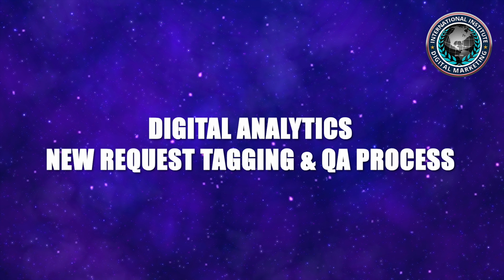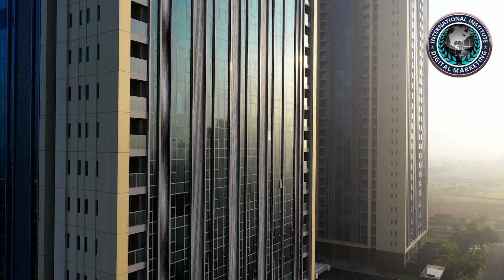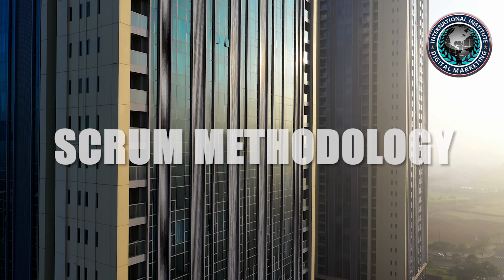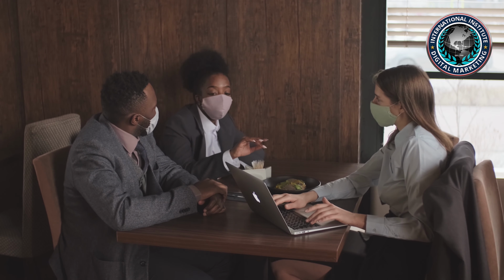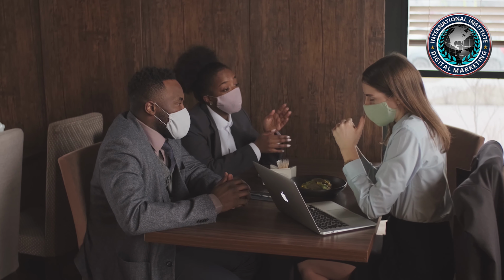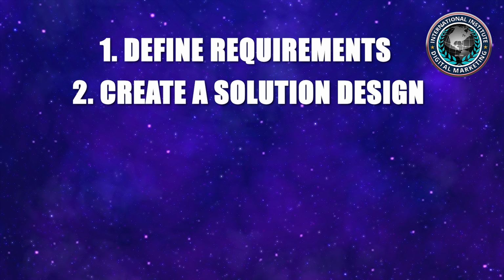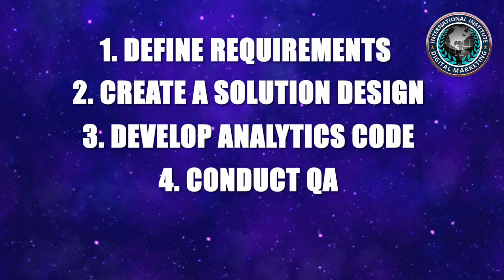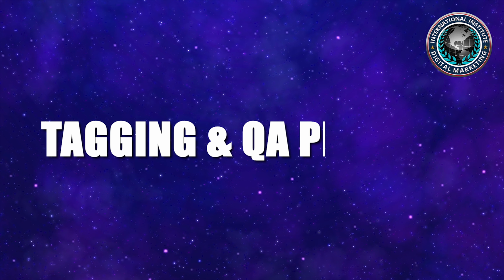Digital analytics, new request tagging, and QA processes. This process is designed using a Scrum methodology, which can easily fit within most companies' development cycles. At the conceptual level, the analytics tagging and QA processes provide a method for business users to communicate their data needs, which are then used to 1. Define requirements, 2. Create a solution design, 3. Develop analytics code, 4. Conduct QA, and 5. Launch new tracking functionality.